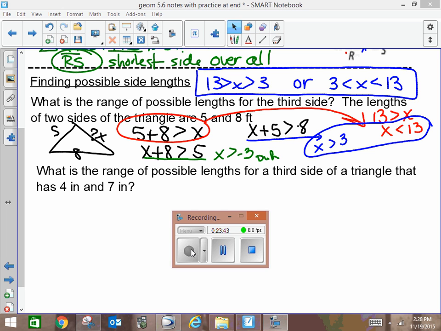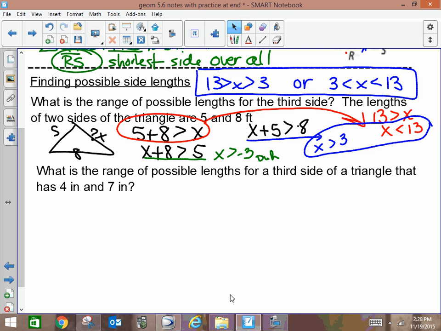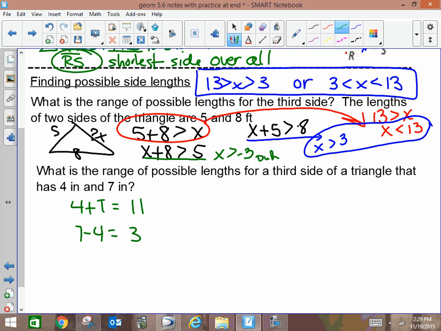What you're going to say is, we're going to do 4 plus 7, and we're going to do 7 minus 4. That's a 7, yes. Really fast. Try that again. All right, so those are the numbers that were in between. So we write it as an inequality. 3 is less than x is less than 11. X is between, the side is between 3 and 11. So it could be 3.2 and 10.58.